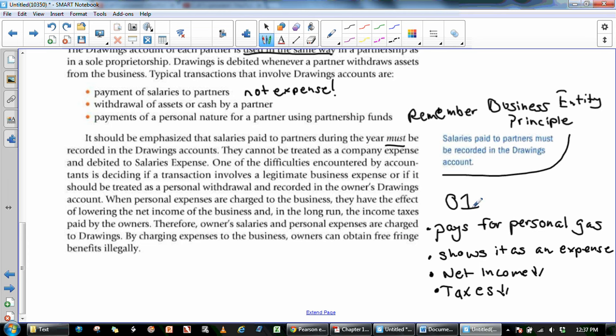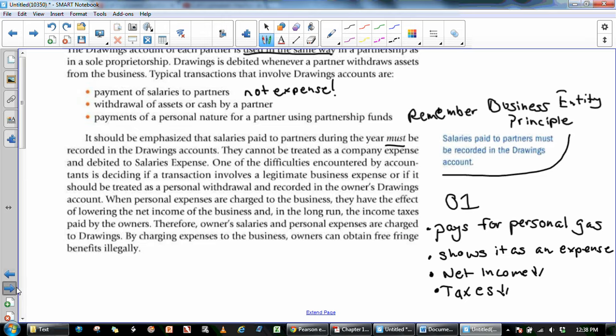So any kind of personal expense cannot be shown as a business expense. That's what accountants have a lot of trouble with sometimes, is whether something is a personal expense or a business expense. If it's a personal expense, it goes into drawings. If it's a business expense, it goes in as an expense to lower the net income. Okay, so you have to remember that.